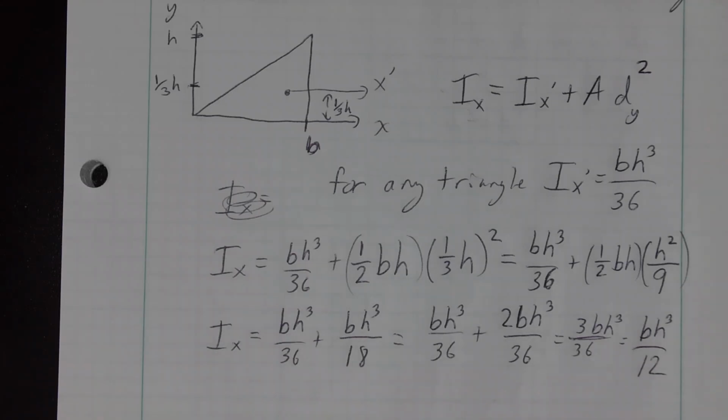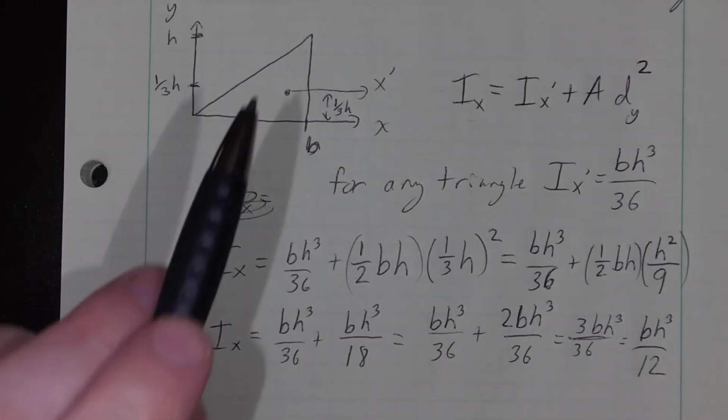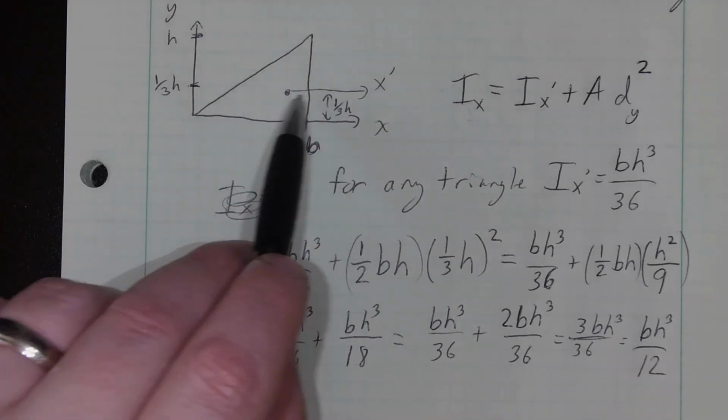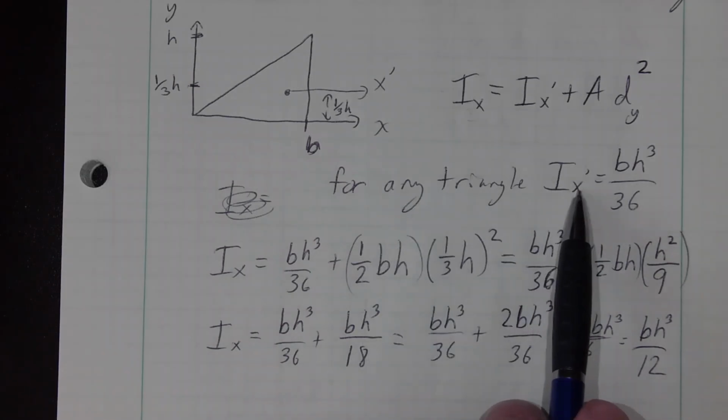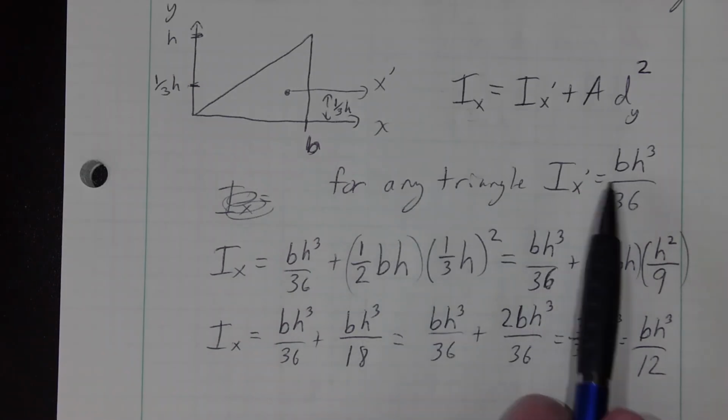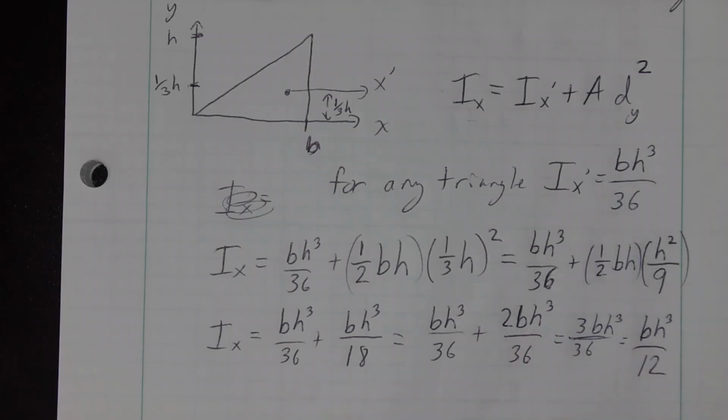Calculus, heck of a thing, it works. How about that? All right, so that's very rapidly the fundamentals of the parallel axis theorem. I know the moment of inertia because I can go look it up. The moment of inertia for any triangle through its centroidal x-axis is going to be bh cubed over 36.